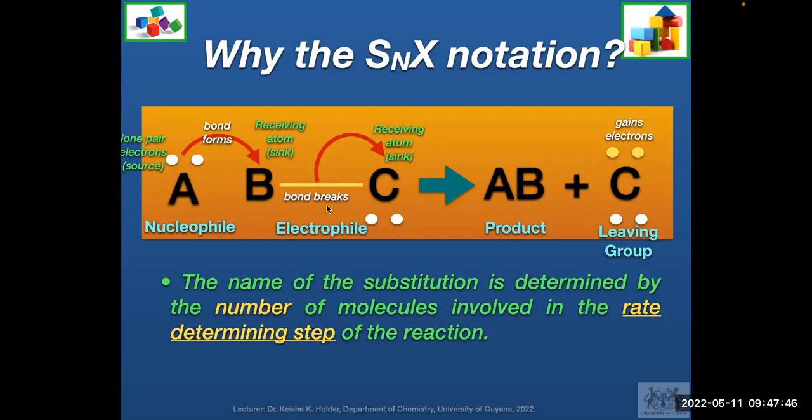All right, so the corresponding bond formation is also accompanied by a bond breaking that is occurring between the two elements here. And we know our receiving atom receives the electrons in the bond and basically leaves. This is our leaving group, as we already have discussed. Product AB forms, and our leaving group gains our electrons.